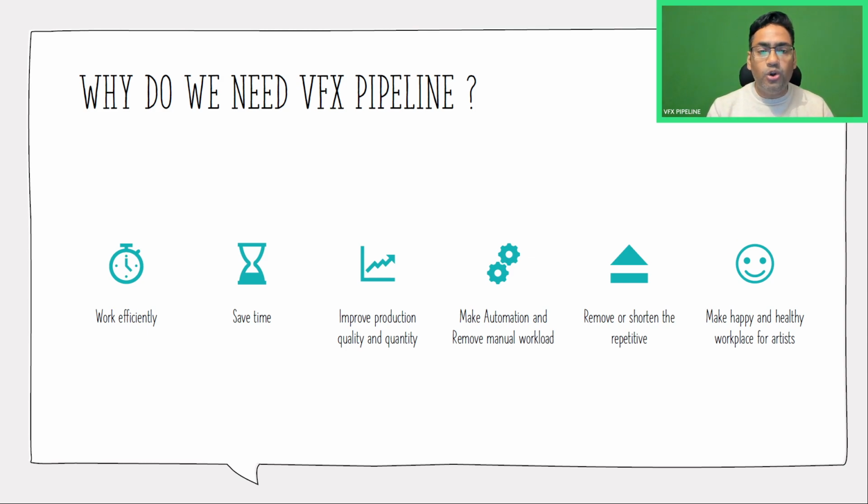You can also introduce automation and almost remove any manual workload. That is also one of the most important parts. If daily you are doing some repetitive job, you can very easily automate it. You don't need an artist or anyone on the floor to do the same thing. Instead, you can write some scripts or tools that will do that part automatically for you. You can remove and shorten repetitive tasks. For example, when you open a file or save a file with a proper name, just automate that. That's what the VFX pipeline will help you with.